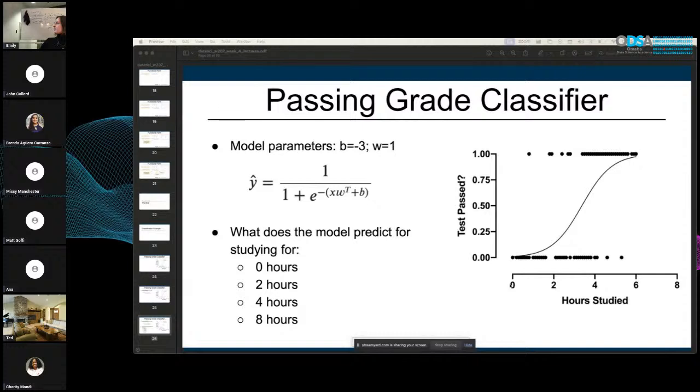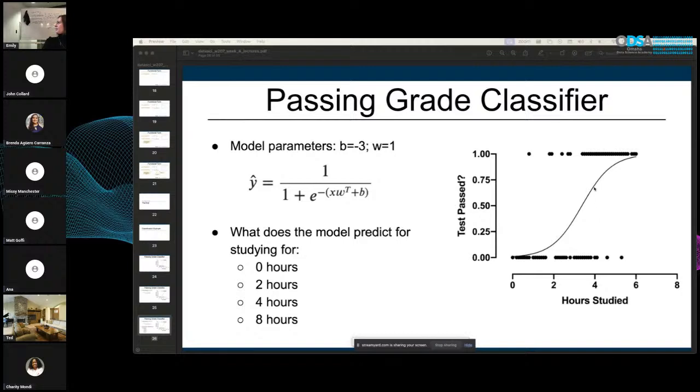Oh, I see. 10%? Yeah, that's good. Somewhere in here between 0 and 0.25. I don't know what it is exactly, but 10% sounds like a good estimate here. 0.10. What would it predict for 4 hours? That's your 50%. Yeah, somewhere in there.